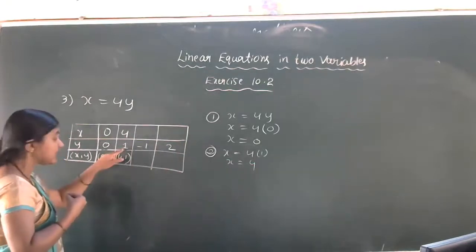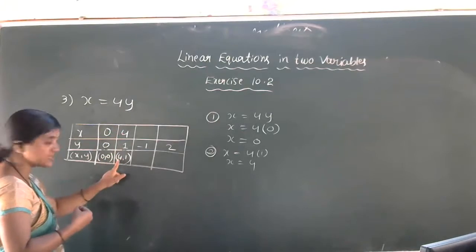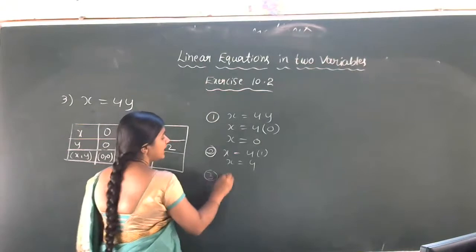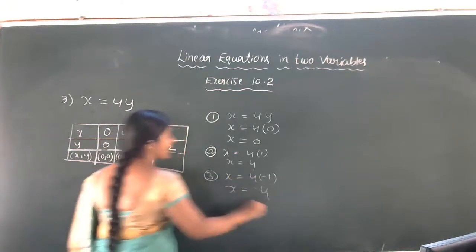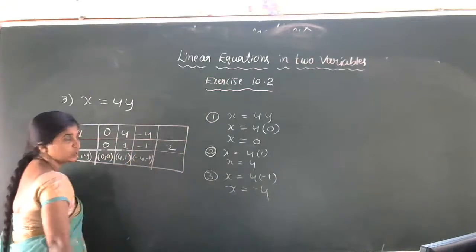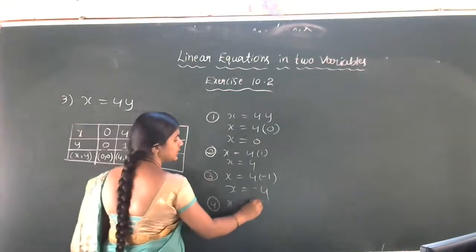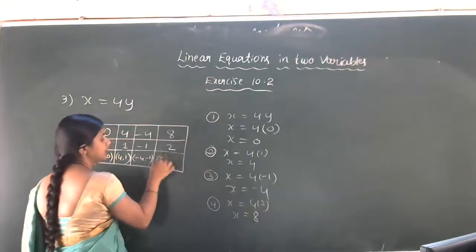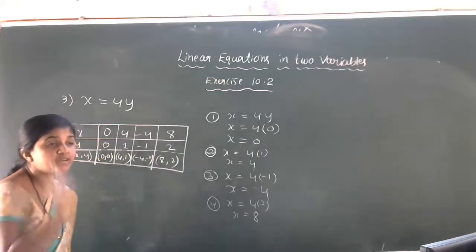Even though you choose y and find x, when writing solutions, first x then y. Okay, next minus 1, third one. X is equal to 4 into minus 1, that is x is equal to minus 4. So minus 4 comma minus 1, another solution. Next we decided to put 2. X is equal to 4 into 2, that is x is equal to 8. 8, 2.